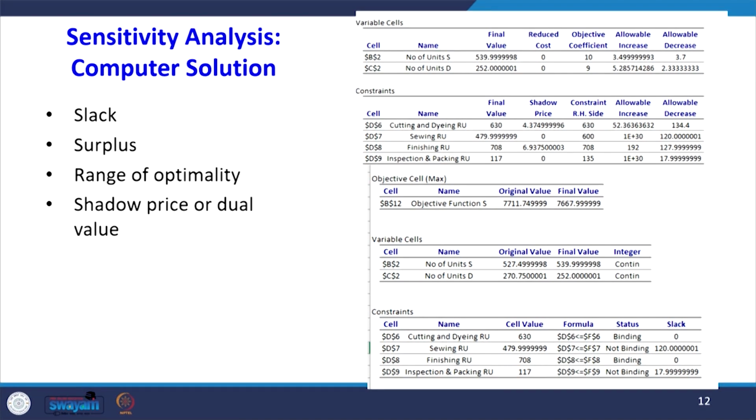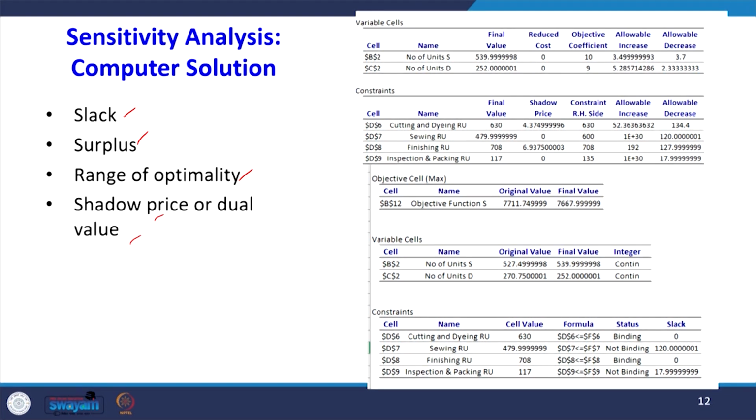Now, we will go back to our initial problem. We will discuss the Excel solver output to interpret the sensitivity analysis. What are the terms we are going to interpret? What is the slack variable? What is the surplus variable? What is the range of optimality? What is the shadow price, the dual value, and what is its interpretation?